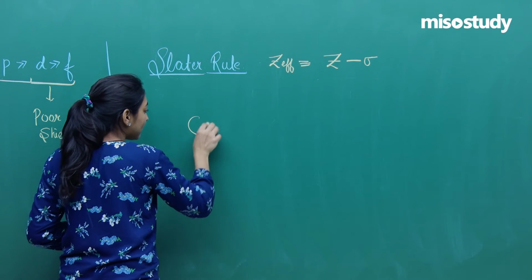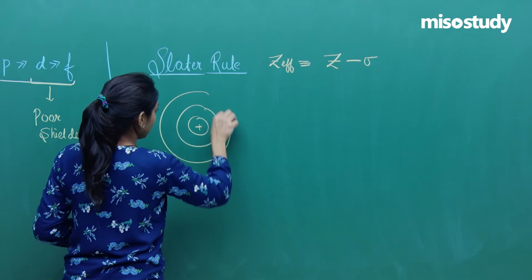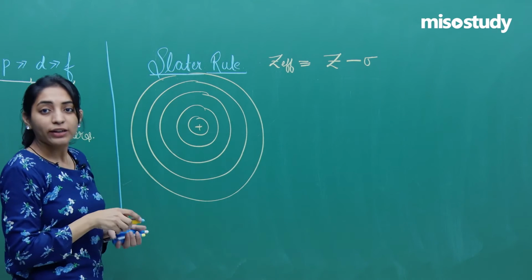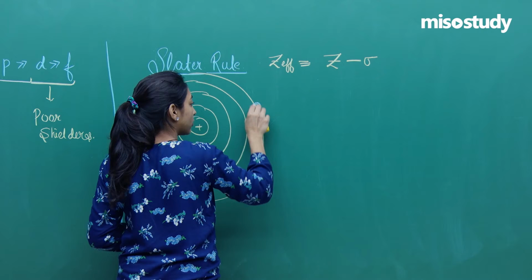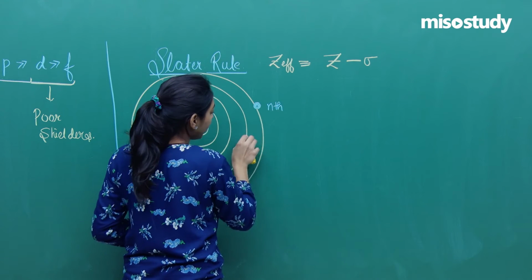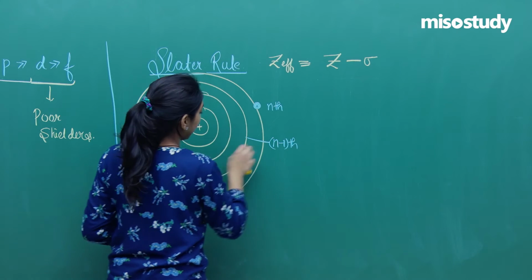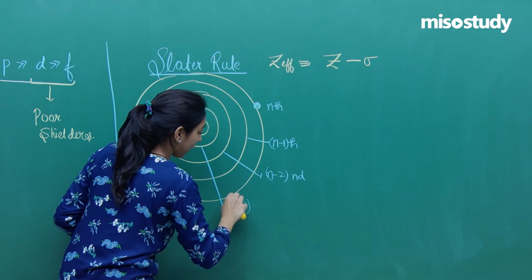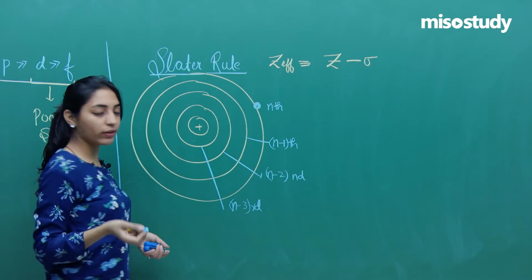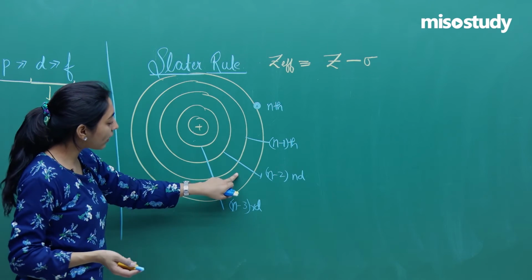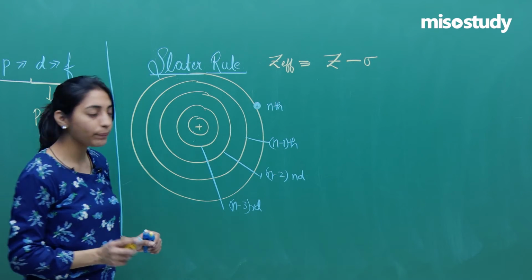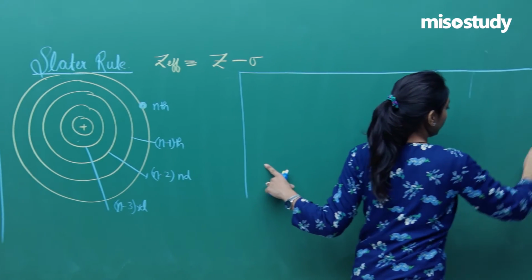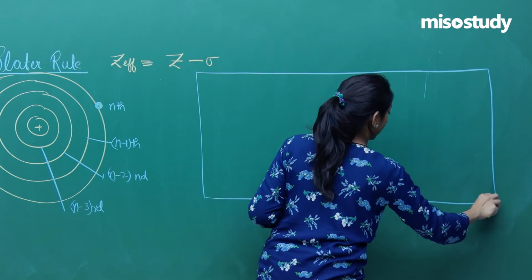Listen to me. Let us say this is the nucleus. Let's consider it like this. The outermost valence orbit will be known as the nth orbit. This will be the n minus 1th orbit, the n minus 2nd orbit, the n minus 3rd orbit, and so on. So there will be different orbits that you can draw as nth, n minus 1, n minus 2, n minus 3, and so on. Now listen. Let me show you the values with the help of a table.